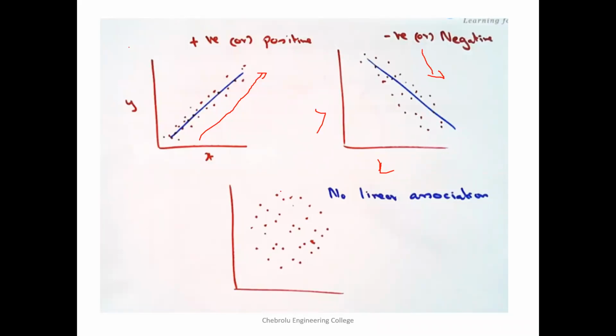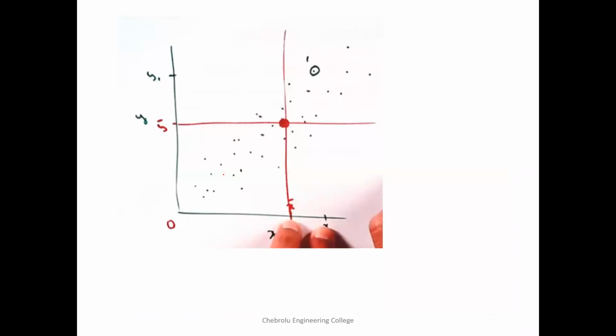And there is no linear association. Something like this, just a circle, where you cannot assess. So this is called no linear association, or non-linear association. These are the three types: positive relation, negative relation, and non-linear relation. Let us see an example now.